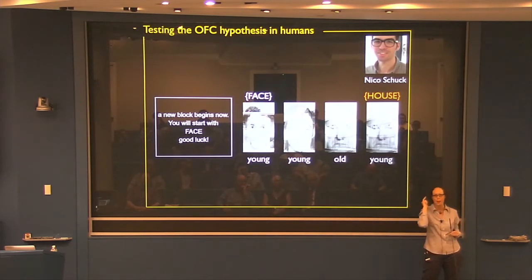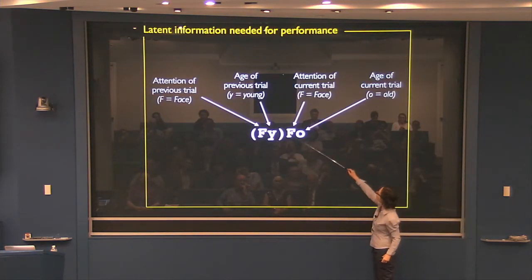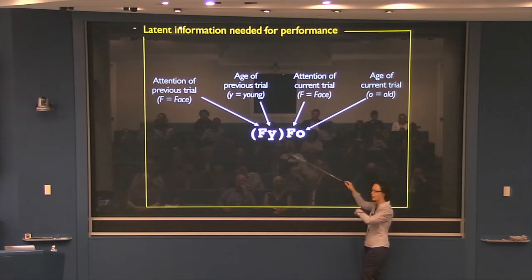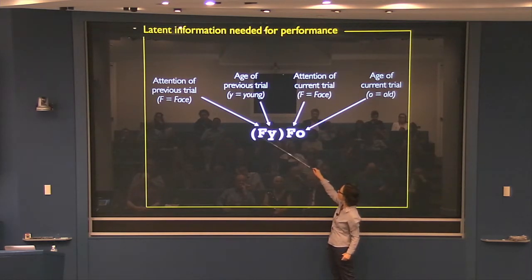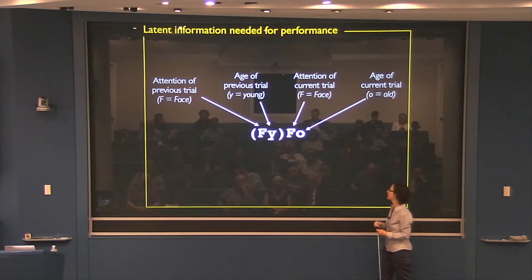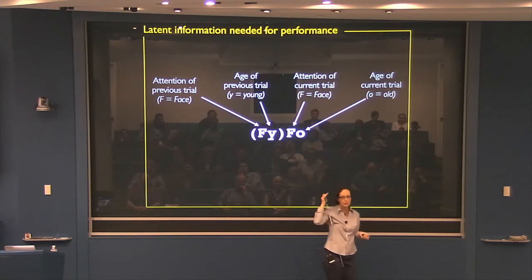We want it to be hard to keep track of the state of the task, because the state of the task here has 4 different components. What am I attending to on the current trial, face or house? What is the age on the current trial, old or young? What was the age on the previous trial, which I put here in parentheses, young or old? For instance, if it's this case, I know I have to change on the next trial. And what is the dimension that I attended to on the previous trial, face or house? Because if this was house, not face, I wouldn't have to change. So each of these can take on 2 values, so there are 16 states of the task, and the subject just has to keep that in mind.